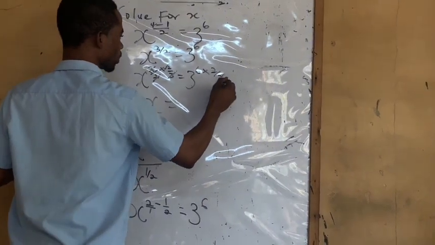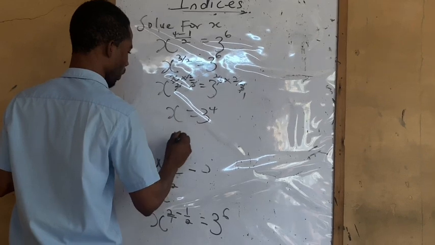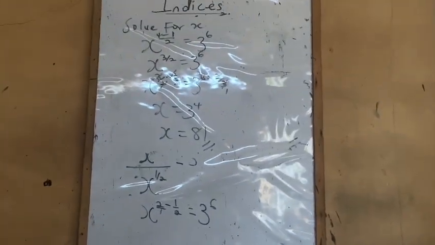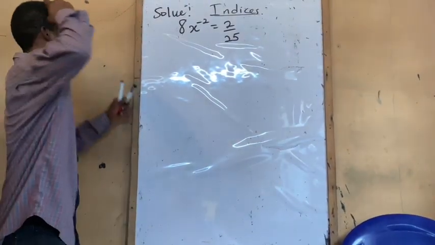So 3 here 1, 3 here 2. 2 times 2, that is 4. Our x equals 3 raised to power 4, that is 81. So now this is another question on indices.